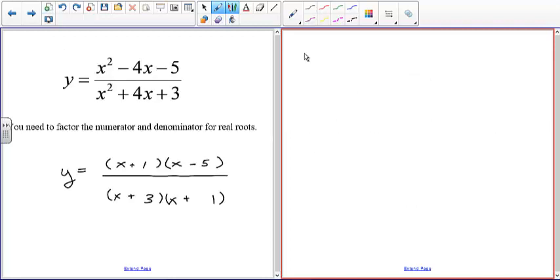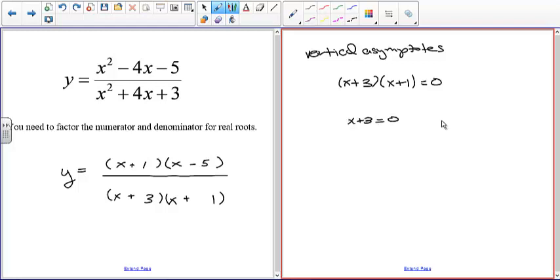And so we can say the vertical asymptotes occur when x plus 3 times x plus 1 equals 0. And that happens when either one of these two go to 0. So x plus 3 equals 0 is one solution, and x plus 1 equals 0 is the other way to get 0. You can't have both 0 at the same time. So if you solve for x, you'll get x equals -3 and x equals -1. So these are your vertical asymptotes.